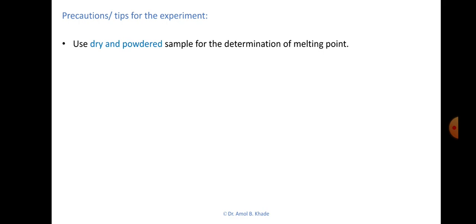Then you need to take some precautions, or follow some tips for carrying out this experiment. Okay, so this is quite a simple experiment, but when you actually perform it, you will find so many things you have to gather, and you have to do it very carefully. Some minor mistakes, like filling the capillary tube or maintaining the temperature, these small mistakes may give false results. So the first important tip: you have to use a dry and powdered sample for determination of melting point. Make sure your powder is dry and doesn't have any absorbed moisture, otherwise it will not give the actual melting point.